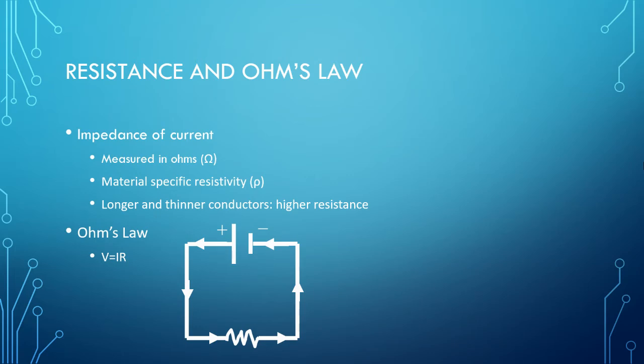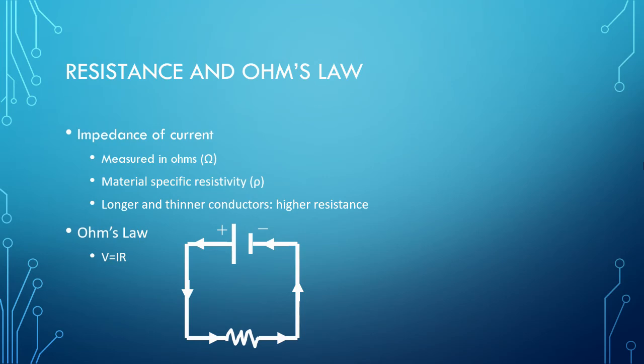Different materials have different levels of resistance due to material-specific resistivity. Different materials are better at resisting current than others. In addition, the shape of the conductor really matters for resistance. A longer conductor is going to have more resistance because there's more material for those charges to travel through. In addition, a thinner conductor is also going to have a higher resistance because there's a smaller area that those charges are all trying to squeeze through.